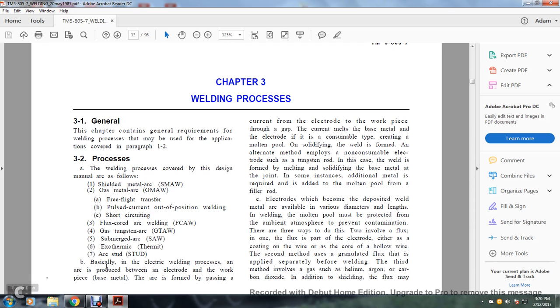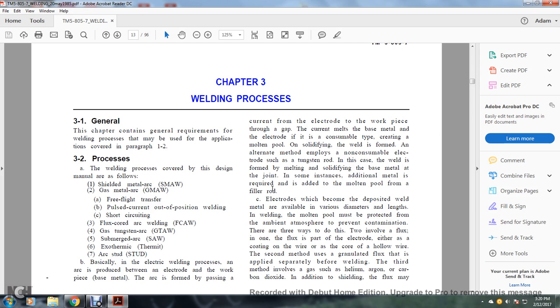Basically, these are electric welding processes that are produced with the electrode and the workpiece, the base metal. The arc is formed with the passing of the current from the electrode to the workpiece through the gap. The current melts the base metal and the electrode of the consumable type, creating a molten pool. Upon solidifying, the weld is formed. An alternate method is employed for the non-consumable electrode, such as the tungsten rod. In this case, the weld is formed with the melting and solidifying of the base metal at the joint. In some instances, additional metal is required, which is also added to the molten pool from the filler rod.